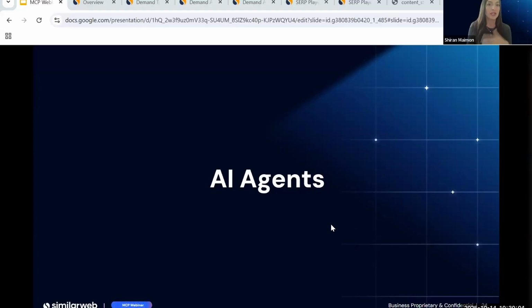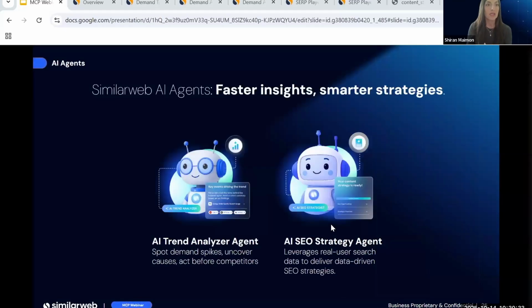As you're going to see in just a second, we're going to have a demo on AI agents specifically. We're going to introduce two of them today. I know a lot of you already got to test them and explore them, but they are here to leverage Similarweb data and to help you make decisions quicker, whether it's finding new opportunities, threats, or understanding what is happening in the market in a much easier way. So these are the AI agents we introduced just a couple of months ago.